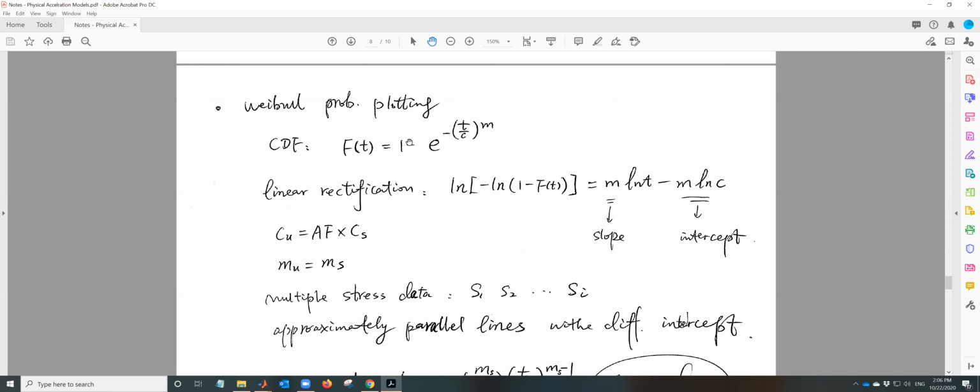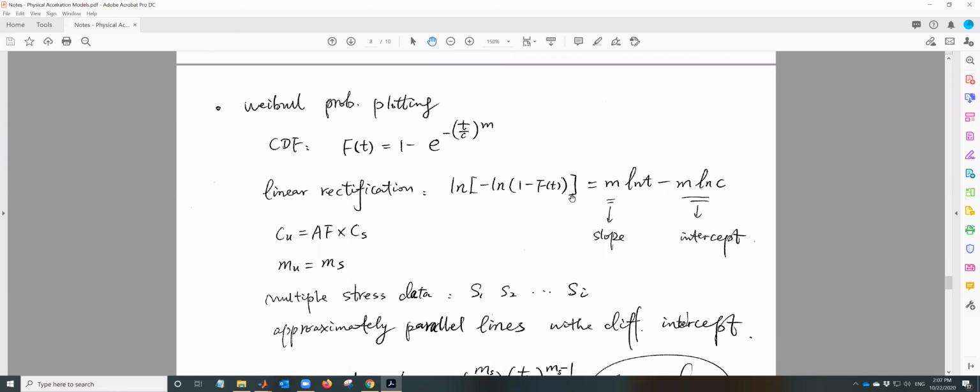What Weibull probability plotting does is linear rectification. That means we move F to this side and the minus exponential to this side, and then take the log on both sides. So this becomes log of 1 minus F(t), with a minus sign here, minus log, and then you take a log again, because you have a power. What we get is that this nonlinear equation becomes a linear equation.